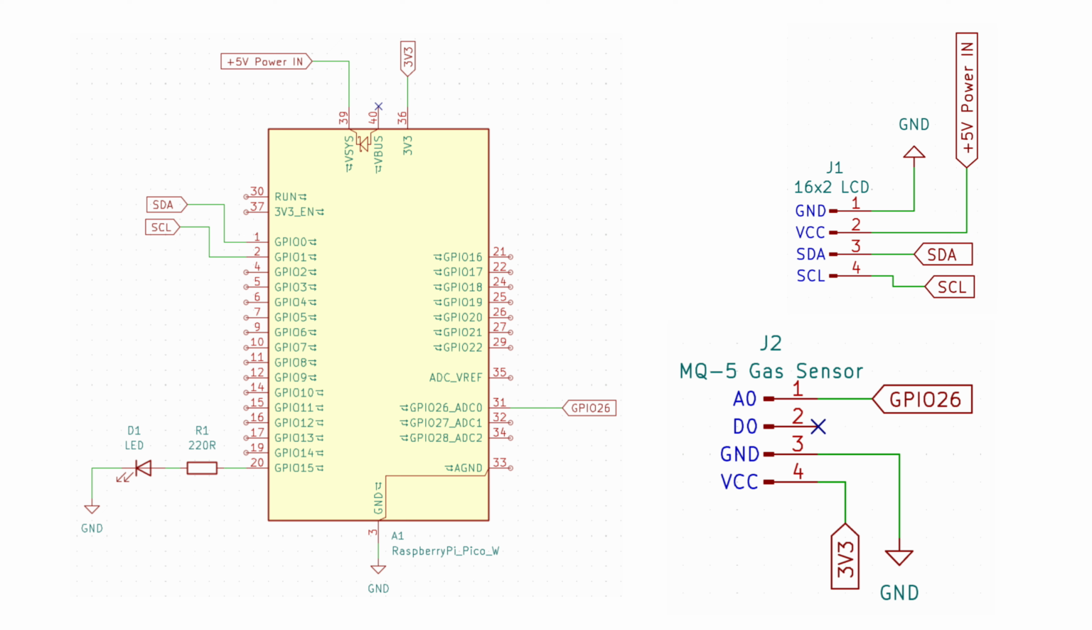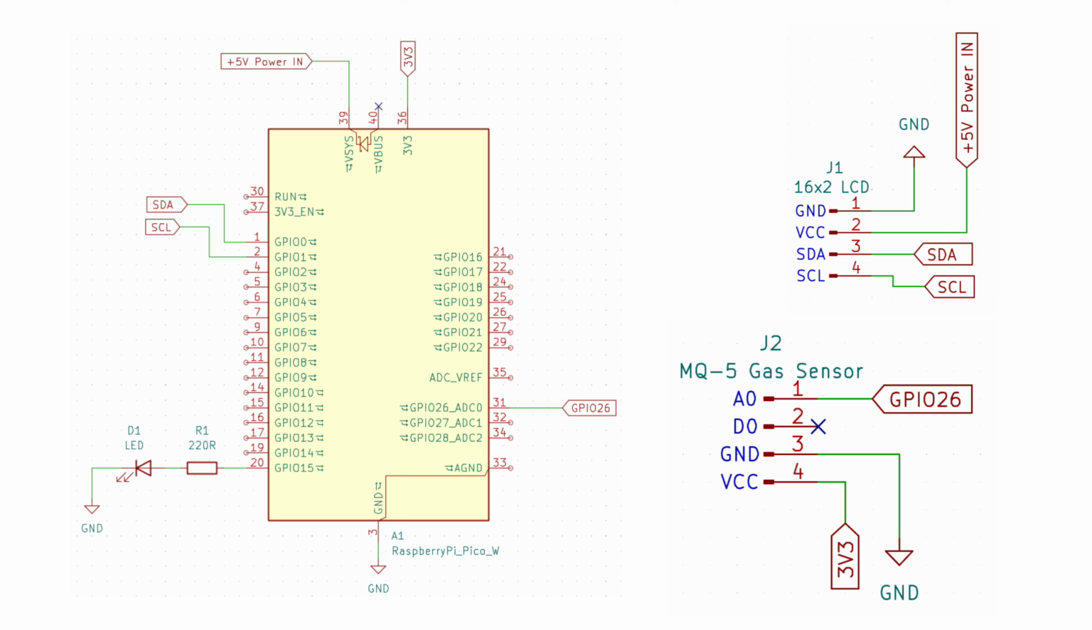This circuit shows the connection of a Raspberry Pi Pico W board with a 16x2 I2C LCD, a MQ5 gas sensor, and a LED. The Pico W board is powered by a +5 volt input, and a LED with a 220 ohm current limiting resistor is connected to GPIO pin 15 of the Raspberry Pi Pico W board to act as a simple status or output indicator.